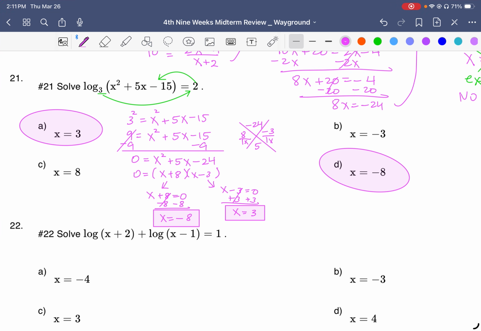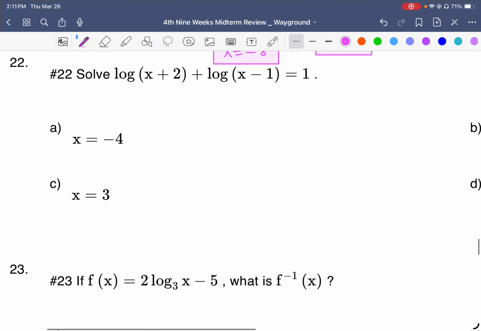Okay, let's do question number 22. We're going to solve log, and there's an imaginary base of 10. So log base 10 of x plus 2 plus log base 10 of x minus 1 equals 1. There are two logarithms on one side, so I need to condense them using the properties I see in addition. So I'm going to use the product property, which tells me to multiply the arguments. So I'm going to do x plus 2 times x minus 1 equals 1.